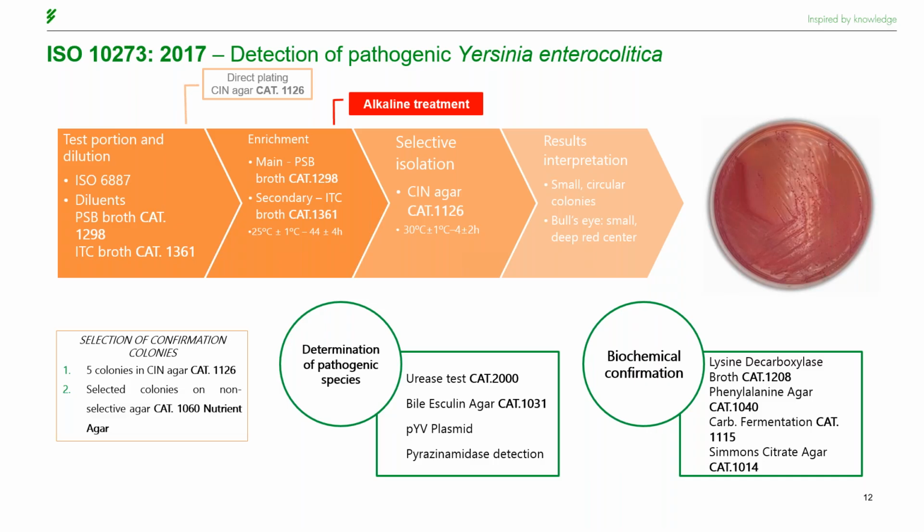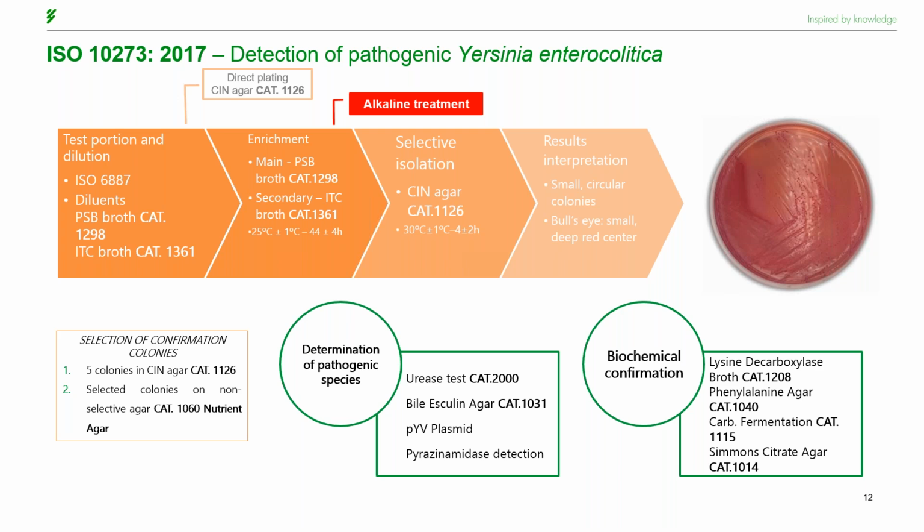Now we move on to the enrichment step with both suspensions, the one in PSB and the one in ITC broth. These must be incubated at the same time at 25 degrees Celsius for 2 days, 44 hours. This would be the enrichment step. So we have our enriched samples, and once the incubation is complete, a portion of the product enriched in PSB broth is transferred onto a potassium hydroxide solution, and it is streaked on CIN agar. We repeat the procedure, of course, with the product enriched in ITC broth.